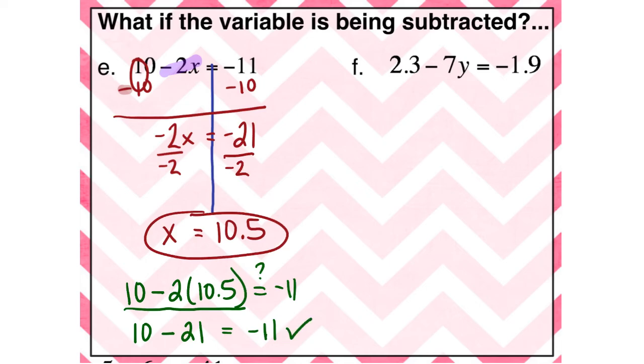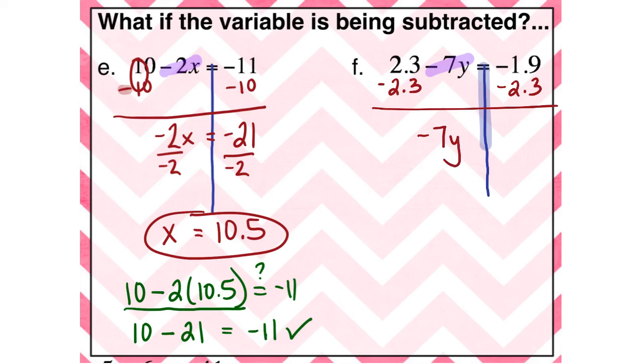So again, recognize for question F that what you have is you have not just a 7 attached to the y with multiplication, but you have negative 7. So if we look now and we draw our line, we have to get rid of that 2.3. Well, that 2.3 is positive, so we're going to subtract 2.3. Subtract 2.3. I'm really glad here that we can use our calculators. It just makes it go a little quicker. Negative 1.9 minus 2.3, and we get negative 4.2.